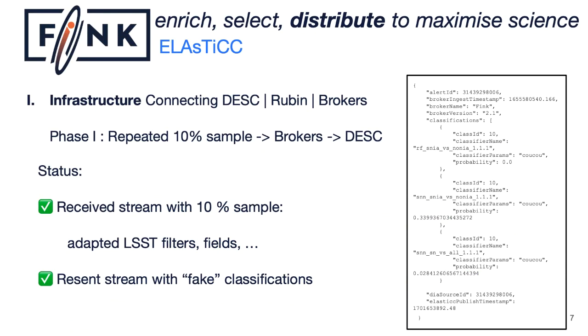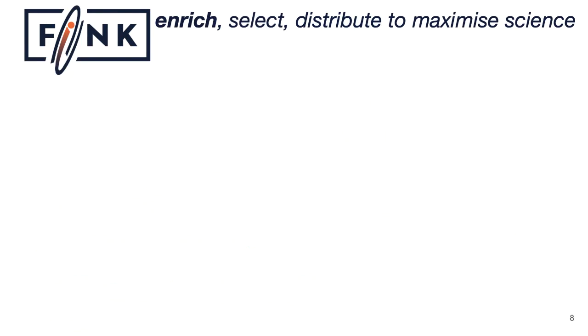But this means that it's right now just a dummy classification. We're not sending true classifications back. And I think this is the next step of the Elastic Challenge. And I think it's a very interesting sample to work on to see what we can do with Rubin. Now, with the Elastic Challenge, and in particular the simulations that Rick told us a little bit before about, we want to see how we can enrich them and select them.